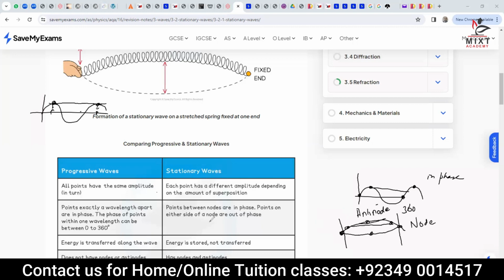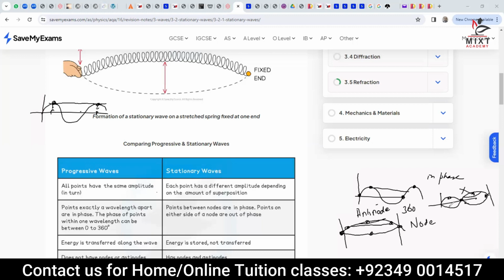Points on either side of the nodes are out of phase. If there is another wave, for example, you may have two nodes and two antinodes here, like this side of the wave. This is one node, this is the other node. This point is not in phase with this one. The points should be under one envelope. These points are in phase. If you go beyond two nodes which are very near to each other, then we don't call them in phase. For the in-phase condition, the point should be within the nodes.